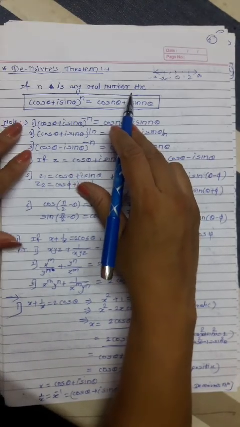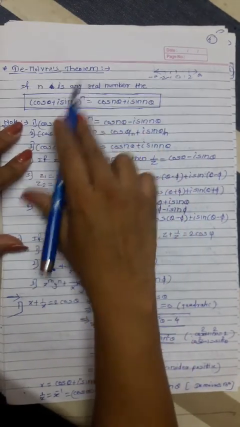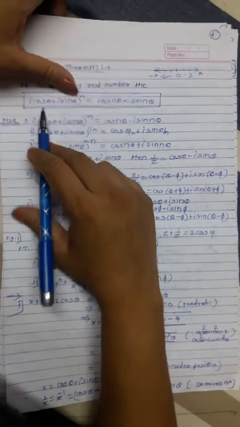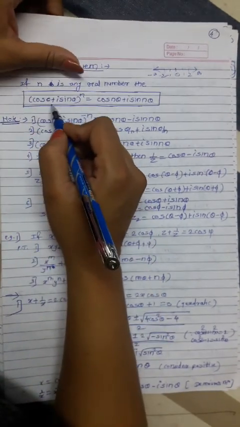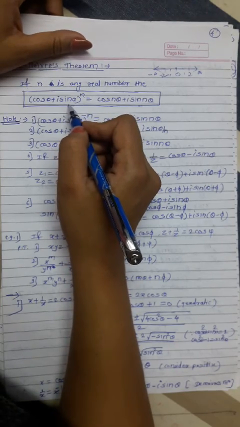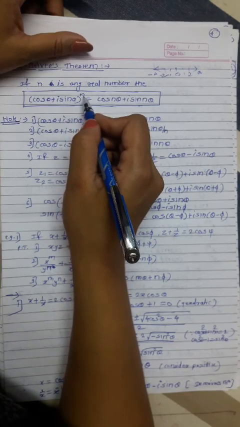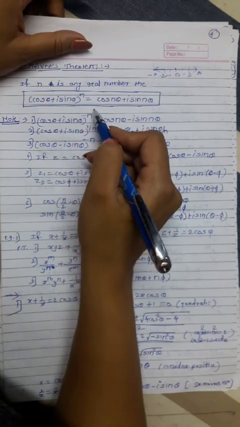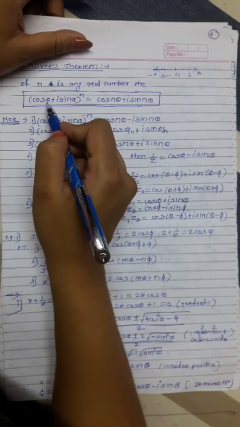If n is like this, then the statement of De Moivre's theorem is like this: cos theta plus i sin theta, which is the polar form of a complex number, raised to n, is equal to cos n theta plus i sin n theta, this n attached to the angle.